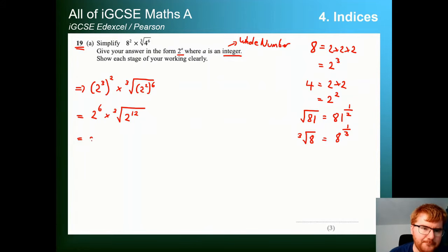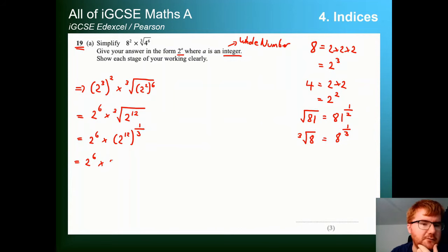What does that mean here? Well, all we're going to do is put 2 to the power of 12, and then this cube root is the same as a third, so we do to the power of a third. Once we've done that, do 12 times a third, that's just equal to 4. So a third of 12 is equal to 4.